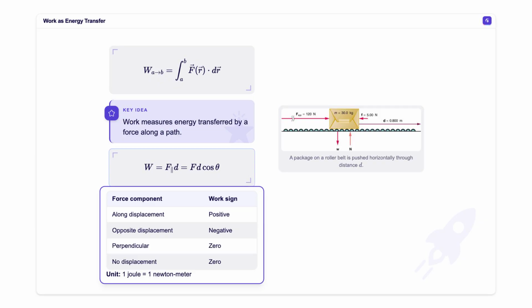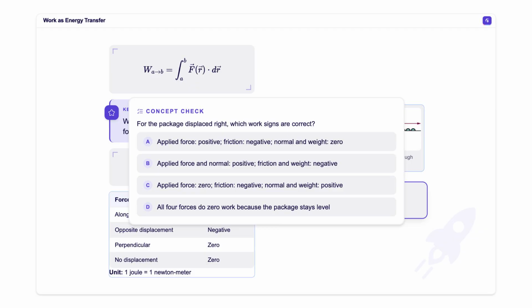The SI unit of work is the joule. 1 joule is 1 Newton meter, because work is force times displacement. For the package displaced to the right, which work signs are correct? Choose the option that matches the applied force, friction, the normal force, and weight.